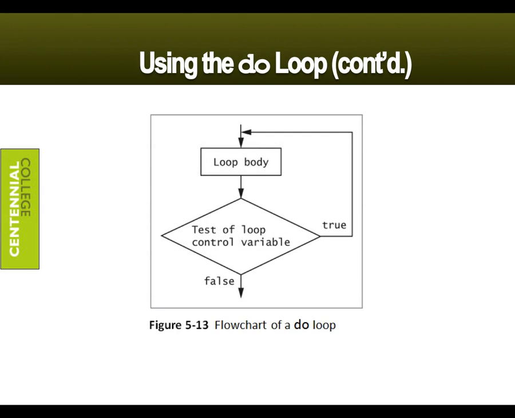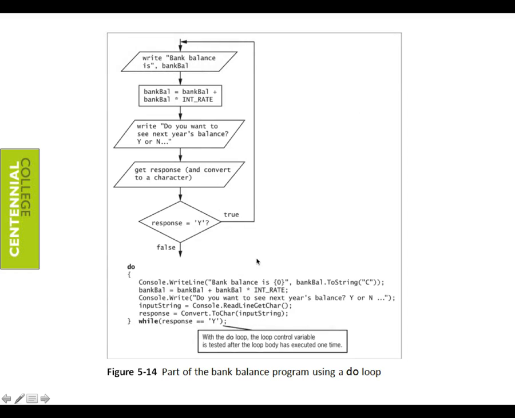And here's an example of what the do loop looks like from a flowcharting perspective. Your loop body is first, right? You do your loop body one time, then you test your loop, and then if it's true, you continue. That's different than the while loop. The while loop tests at the top, the do loop tests at the bottom. Different structure.